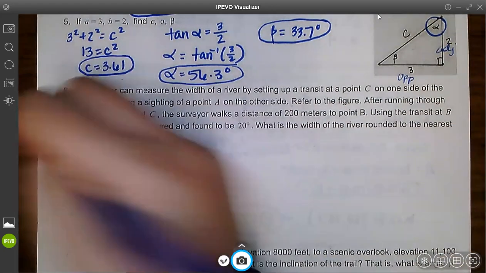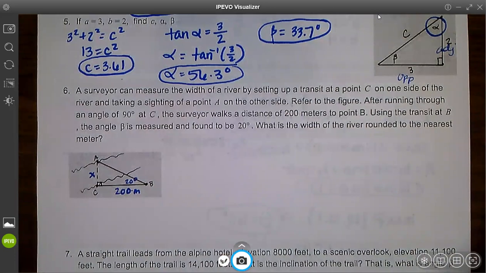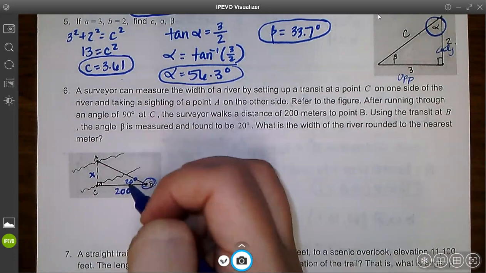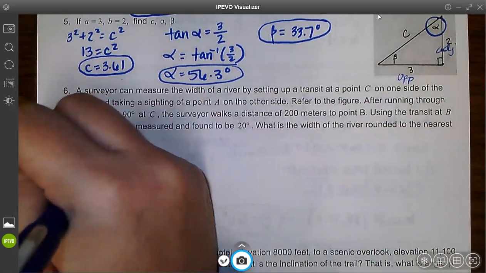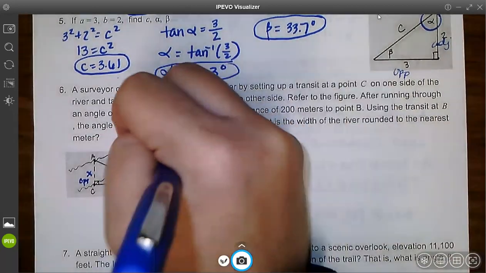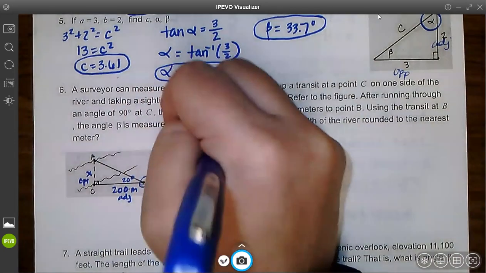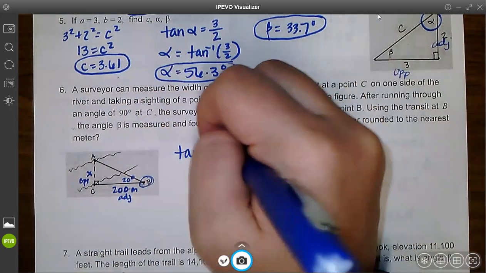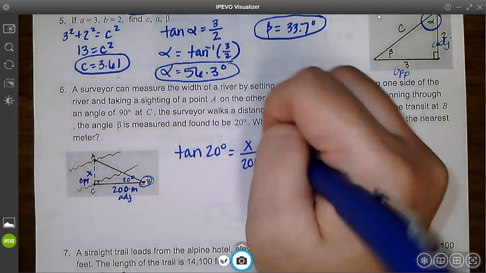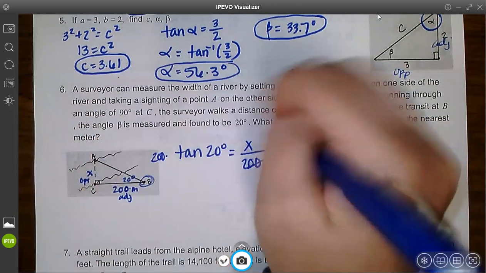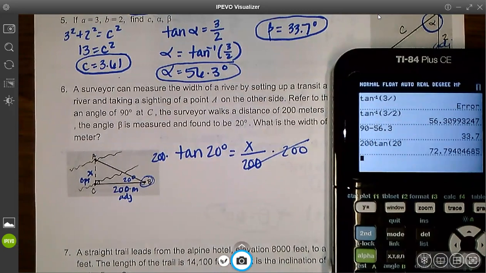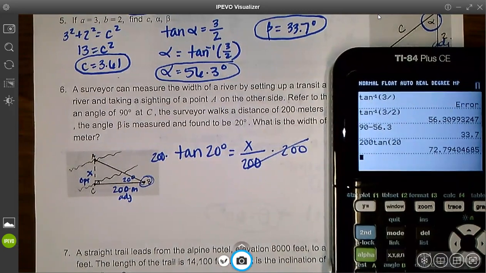So we want this value. So if we have this value and we have this angle, angle B here, then I'm going to label my triangle. X would be my opposite. The 200 would be my adjacent, so I'm going to use the tangent. The tangent of 20 degrees is going to equal my opposite, which is X, over my adjacent, which is 200. Multiply both sides by 200 to get X by itself. And in your calculator, 200 times the tangent of 20 degrees gives you 72.8 meters.